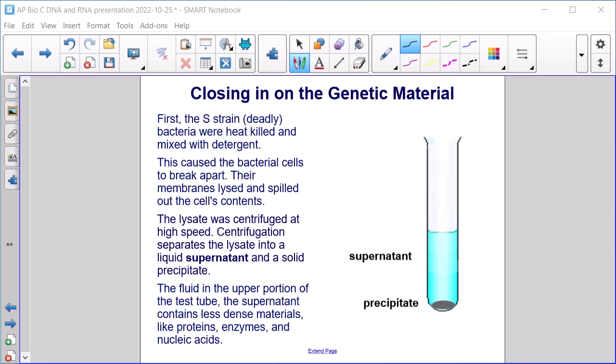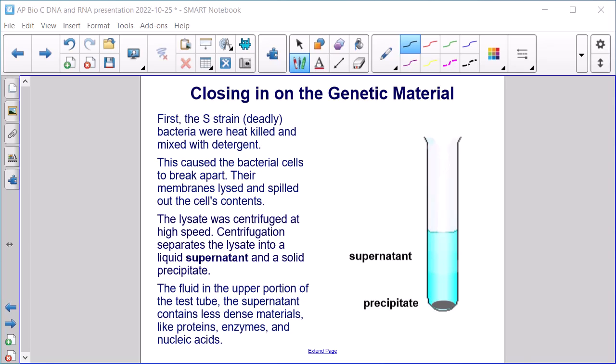First, the S strain or deadly bacteria were heat-killed and mixed with detergent. This caused the bacterial cells to break apart. Their membranes lysed and spilled out the cell's contents. The lysate was centrifuged at high speed. Centrifugation separates the lysate into a liquid supernatant and a solid precipitate, as you see in the image.